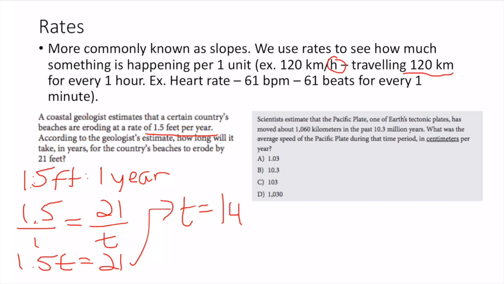Okay, so scientists estimate that the Pacific Plate, one of Earth's tectonic plates, has moved about 1,060 kilometers in the past 10.3 million years. What was the average speed of the Pacific Plate during that time period in centimeters per year? Now underline centimeters per year, because my original measurement is in kilometers. So it's kind of giving you a hint that we need to change our units. But this is 1,060 kilometers, and it took 10,300,000 years.